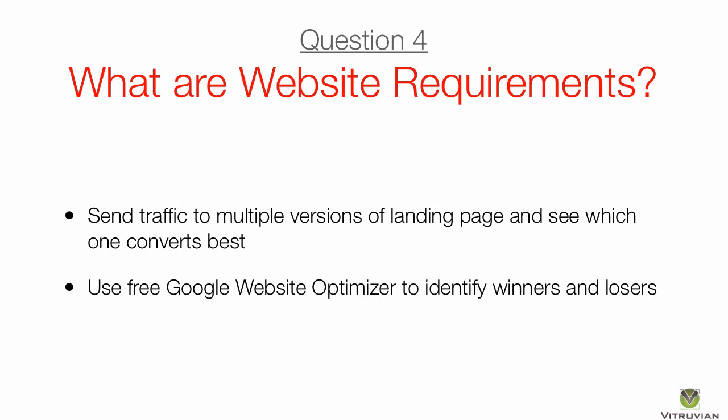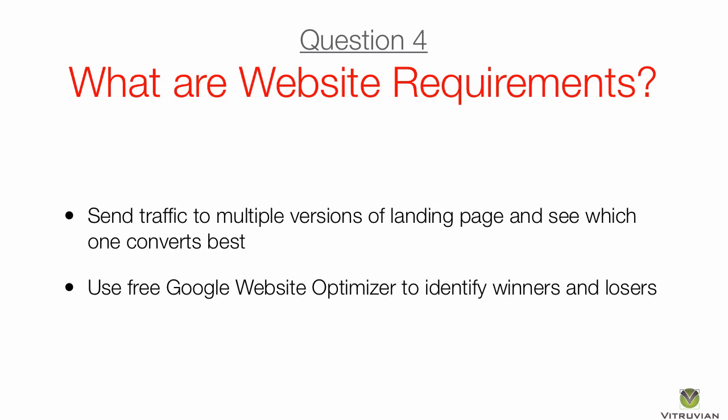Next question, what are the requirements of my website in order to convert this traffic? And here, once you've got your AdWords running, you send traffic to multiple versions of your landing page and see which one converts the best. And the tool of choice here, if you're not ready to spend money, is the free Google Website Optimizer, which you can find right inside your AdWords interface. And it couldn't be simpler to create variation pages, stick a bunch of code at the top of each of those pages and at the top of your conversion page, which is to say the page you want them to get to when they're done. And then you can identify winners and losers.